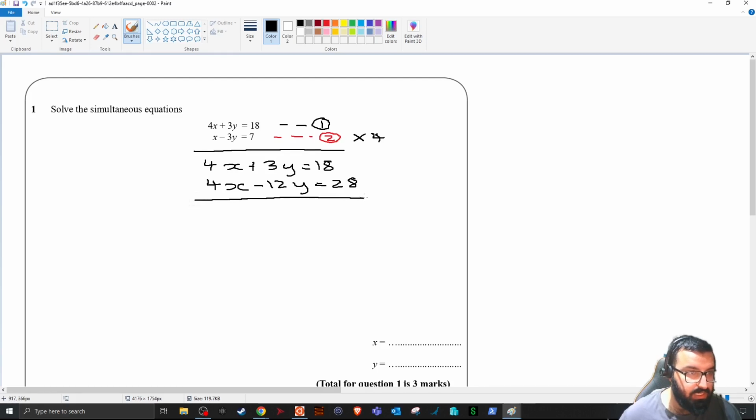And now, as you can see, the reason why I've done this is to get the x's the same in order to subtract and eliminate the x. And that's what I'm going to do here. I'm going to subtract this second equation in order for me to eliminate x. So I'm going to subtract 4 by 4, which is 0. So we get that out of the way.